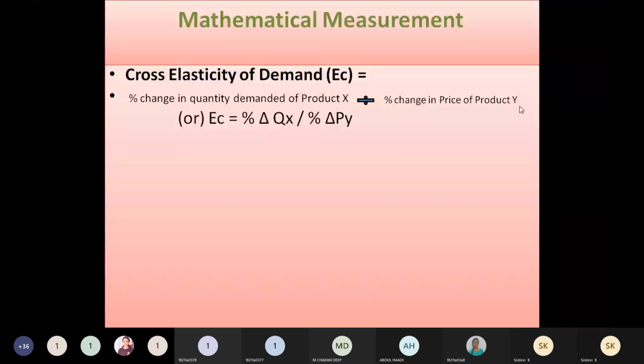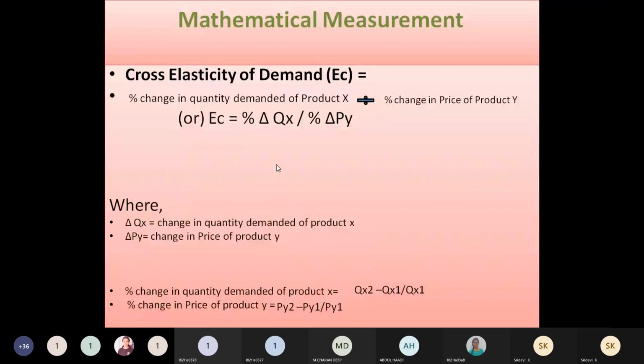For change in PY, you take it as PY2 minus PY1 divided by PY1. Same thing substituting here. You can substitute here, convert this into a simple way: PY2 minus PY1 into PY1 by QX1. Okay.